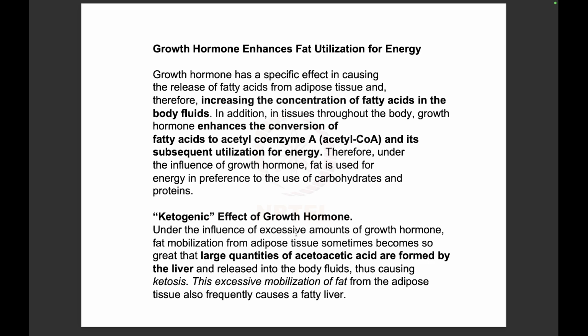Under the influence of excessive amounts of growth hormone, fat mobilization from adipose tissue sometimes becomes so great that large quantities of acetoacetic acid are formed by the liver and released into the body fluids, thus causing ketosis. The excessive mobilization of fat from adipose tissue also frequently causes a fatty liver.